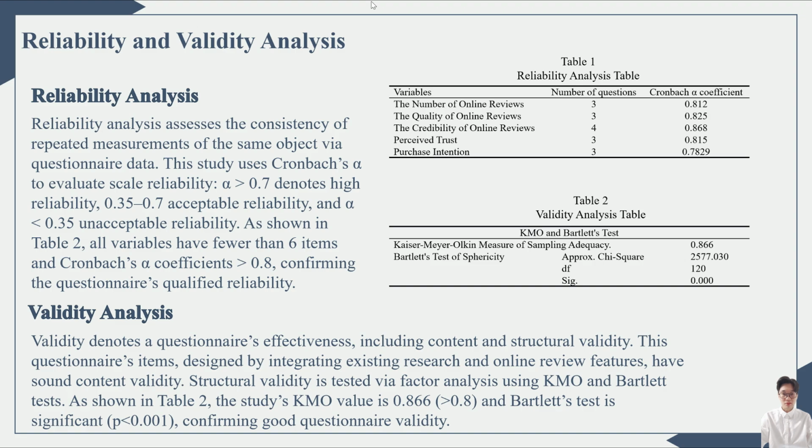The KMO value reached 0.866, which is greater than 0.8. The significance level of the Bartlett sphericity test is less than 0.001, indicating that the data is highly suitable for factor analysis. The structural validity of the questionnaire is good, and it can effectively measure the variable we are studying.